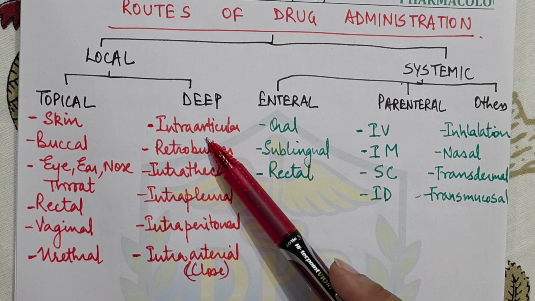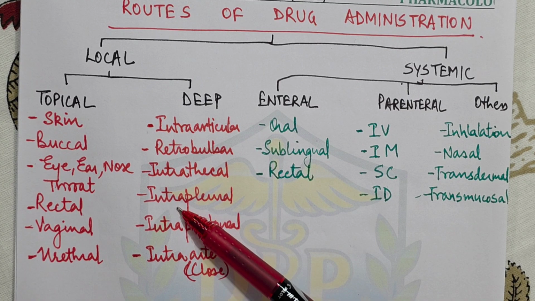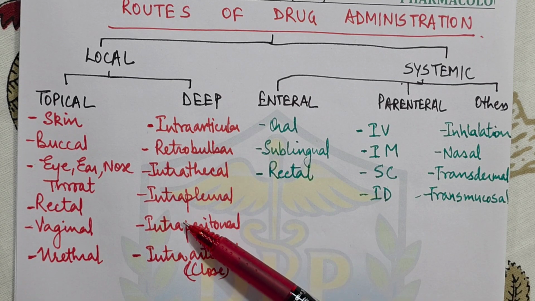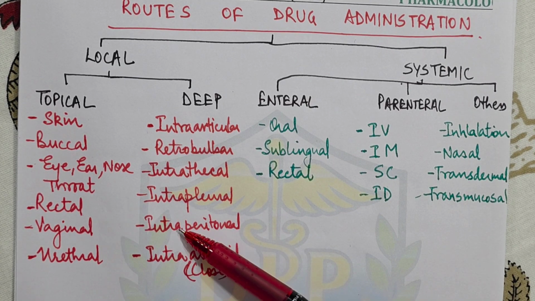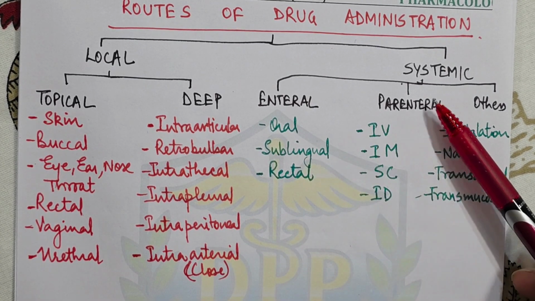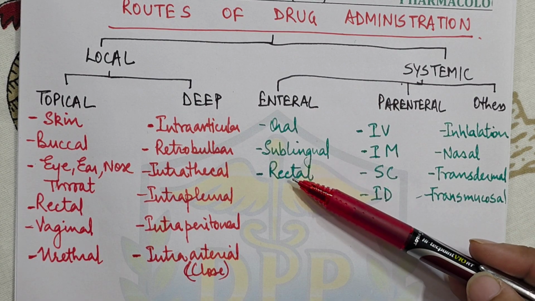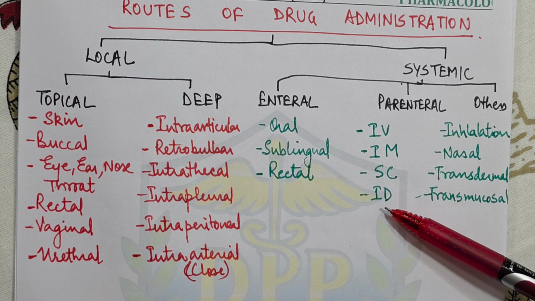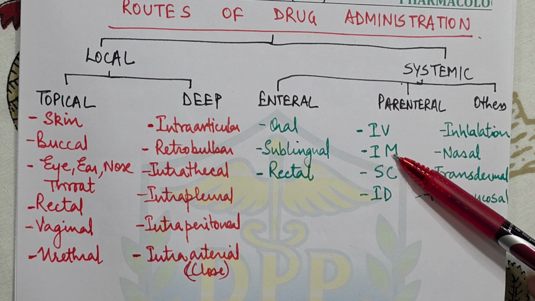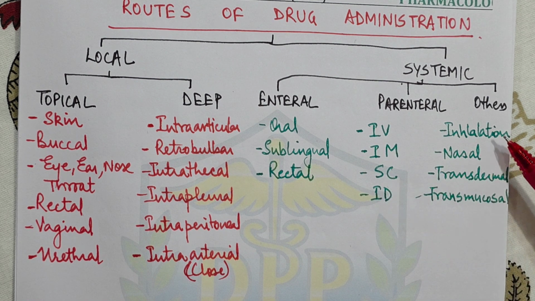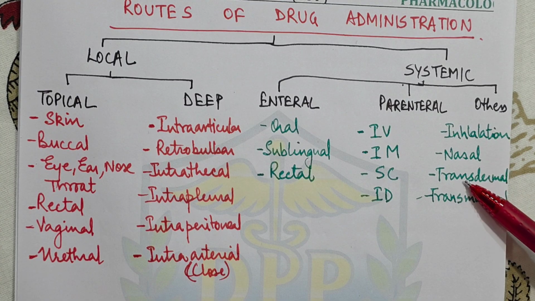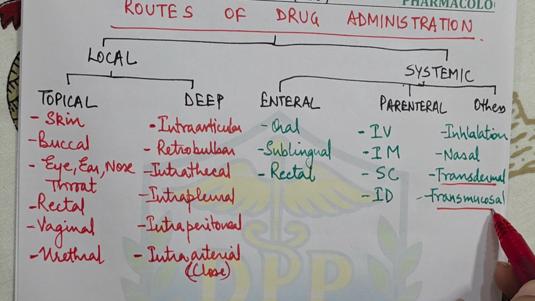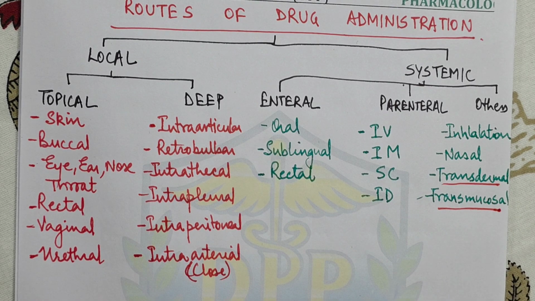Then in deep, we have intra-articular, retrobulbar, intrathecal, intrapleural, intraperitoneal, intraarterial. These are again local routes, but they are deep situated. They are not on the skin or on the mucosa. Then systemic routes include oral, sublingual and rectal route. Parenteral route includes IV, IM, subcutaneous and intradermal, that is intravenous, intramuscular, subcutaneous and intradermal. And other routes include inhalational, nasal, transdermal and transmucosal. The transdermal and transmucosal routes we have covered in the drug delivery systems.